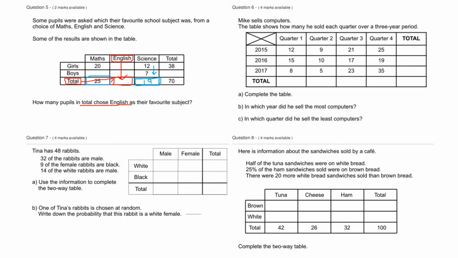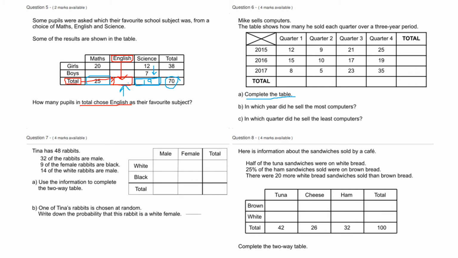And once you know that, you can subtract the 19 and the 25 off that total of 70, and whatever your answer is must be the total for English. For question 6, they filled in our table for us already. It's just the total columns and total rows which haven't been filled in. So for part A, you've got to complete the table.